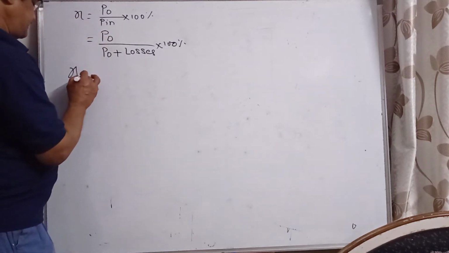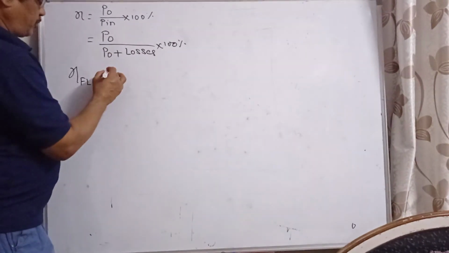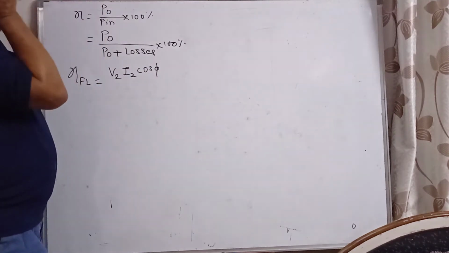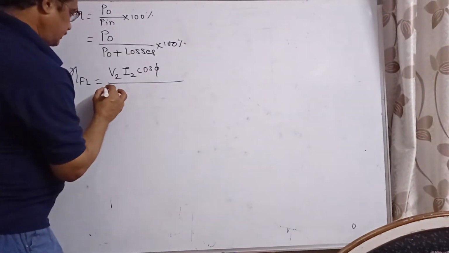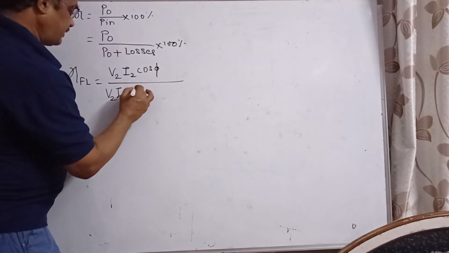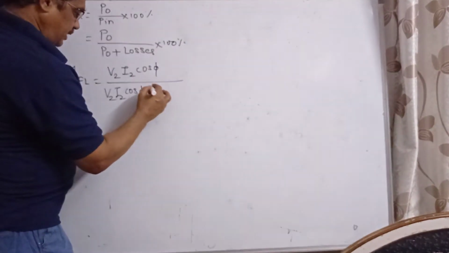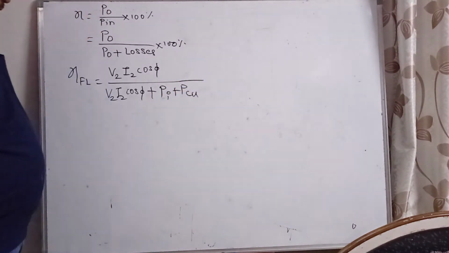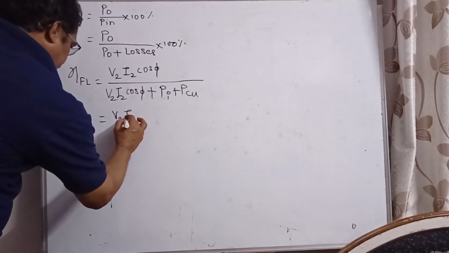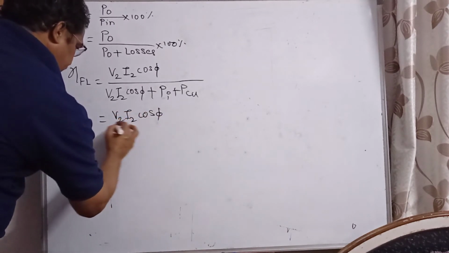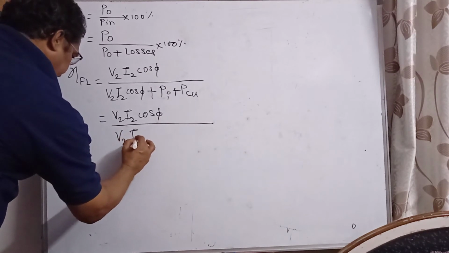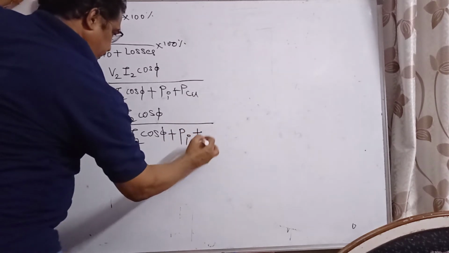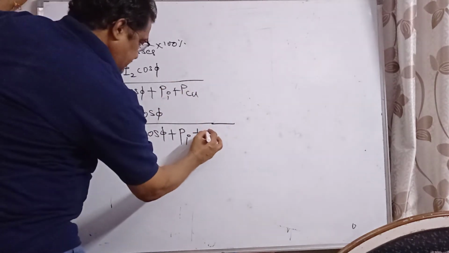So full load efficiency is output power: output voltage times output current. Since it is an AC power transformer, it is cos phi. V2 I2 cos phi upon V2 I2 cos phi plus losses. Two losses: iron loss Pi plus copper loss, which is current square into resistance.